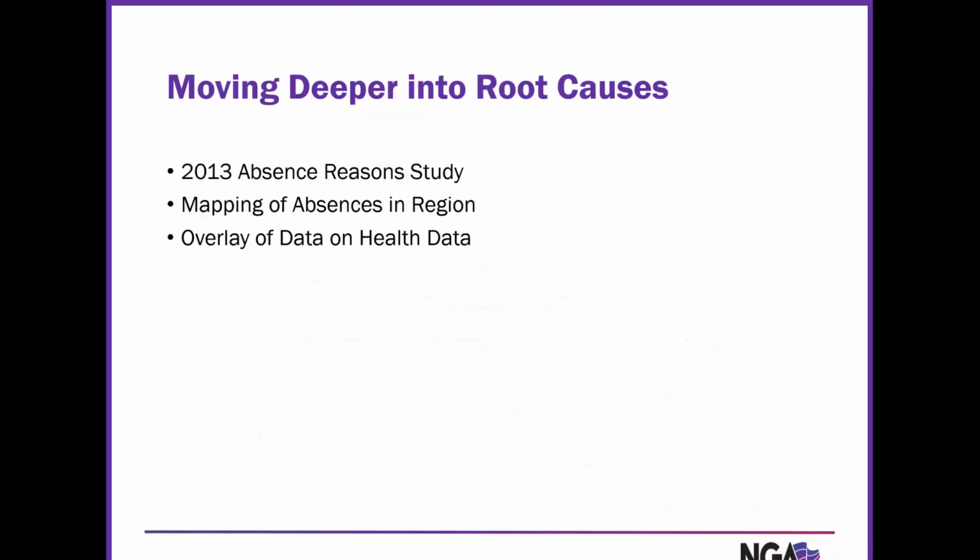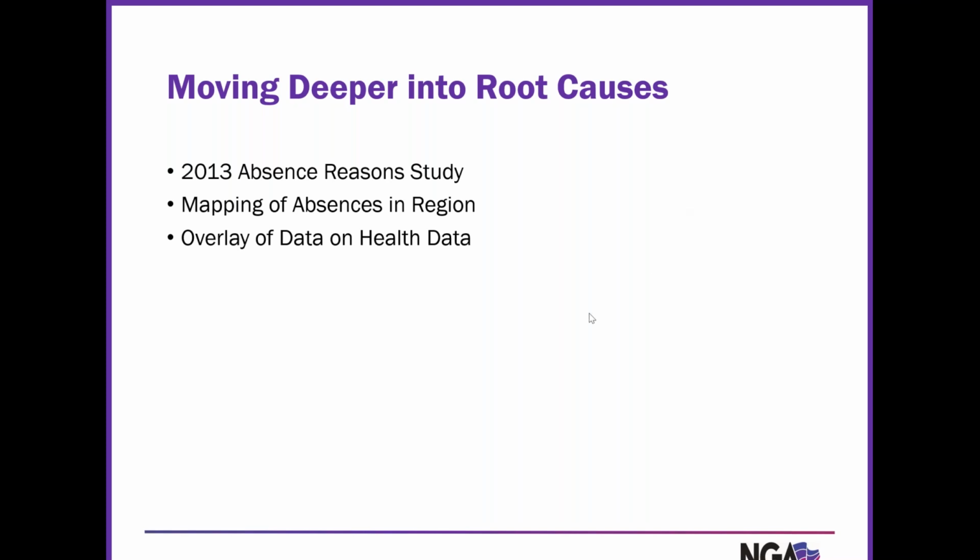But then if you look at the next slide, we knew that we had to move much deeper into understanding not just how do we raise awareness, but what are the root causes for student absences. So in 2013, we undertook a regional absent reason study to understand exactly which students were missing school, and why. It's a very expensive study because there is not a lot of good data that's kept consistently on absence reason codes. And we took those results and overlaid them on health data.